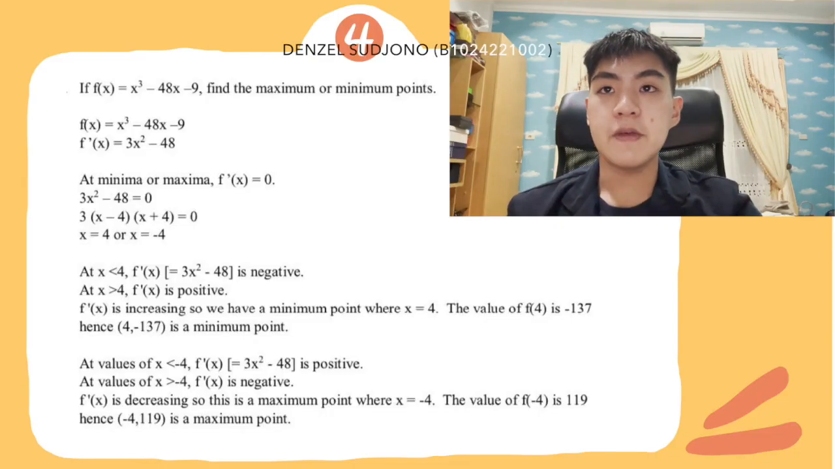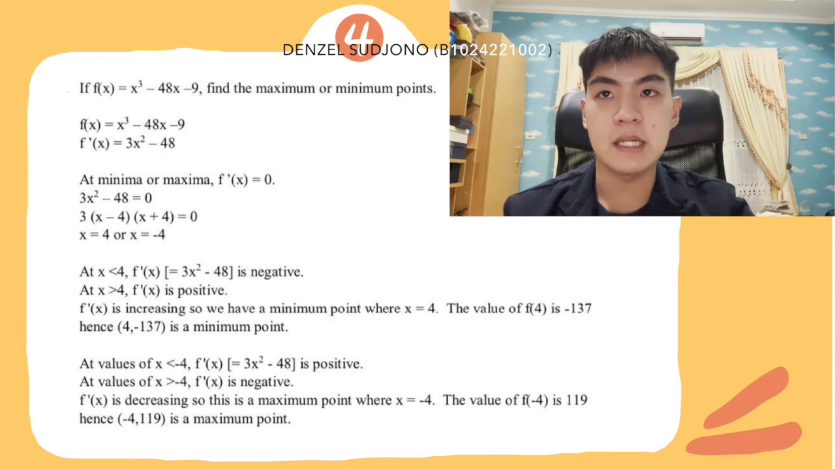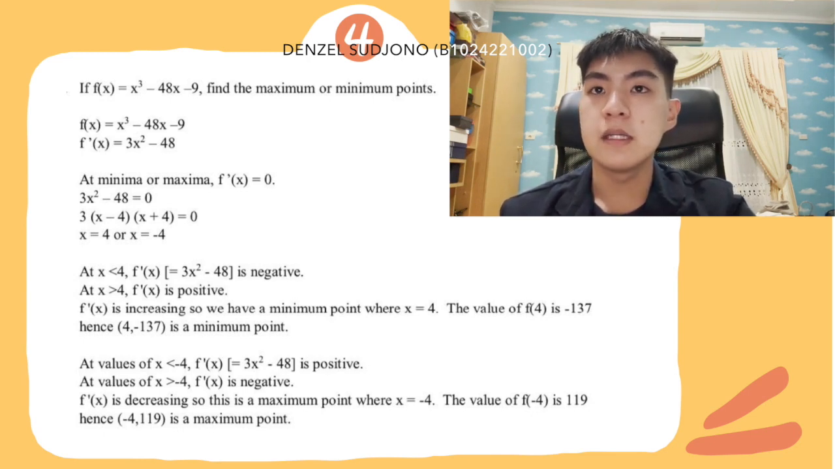Number 4. If f(x) equals x to the power of 3 minus 48x minus 9, find the maximum or minimum points. The first derivative of f(x) is equal to 3 times x to the power of 2 minus 48. At minima or maxima, the first derivative is equal to 0. So 3x to the power of 2 minus 48 equals 0, which also equals 3 times (x minus 4) times (x plus 4) equals 0. So the solution to this equation is either x equals 4 or negative 4.